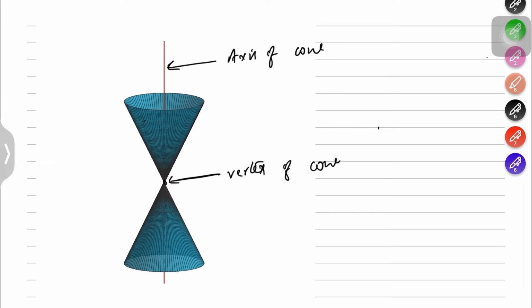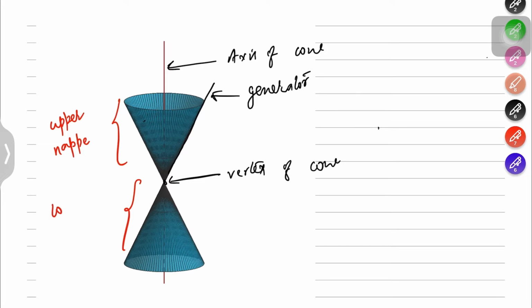Basically this is the axis of a cone, this is the vertex of a cone, and this line which is used to make the cone is the generator, because it has been used to generate the cone. And these two parts: this is the upper cone, that is called the upper nap, and this is the lower part of the cone, that is called the lower nap.